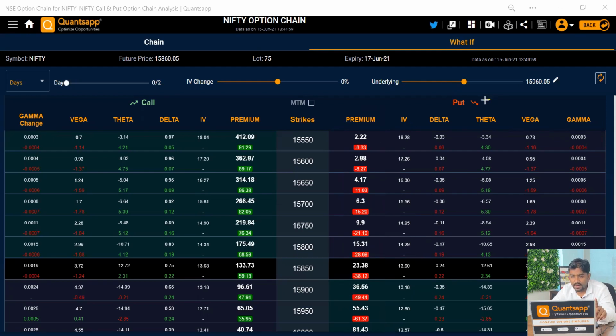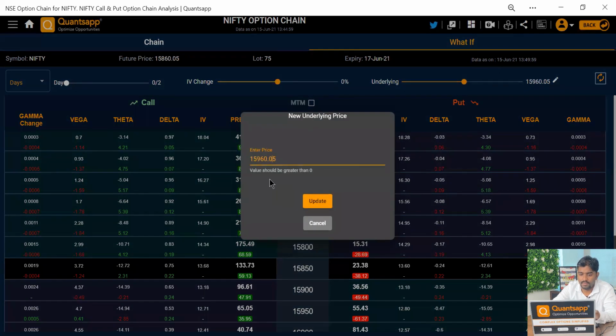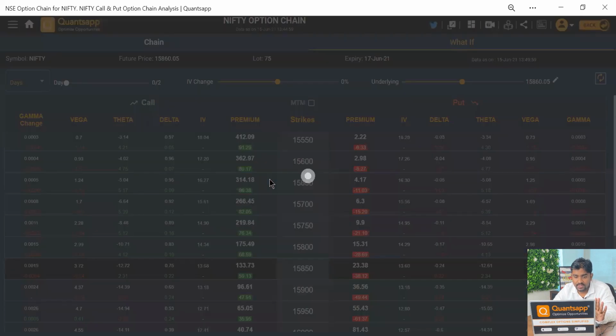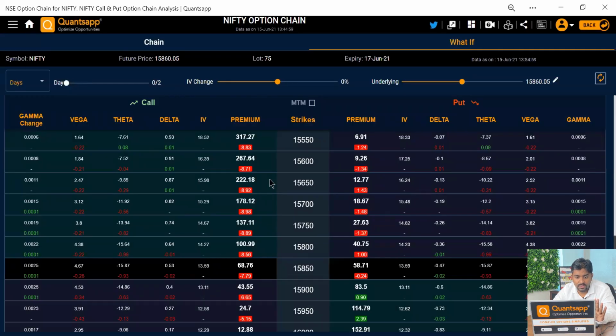Now let me reduce the price back to 0, and we'll come back to the 860. This is just to understand the effect of change in premium because of change in the underlying. So we'll be back at the same stage. So this value has become the same, 43.55. Now let me change it to 10 rupees down.